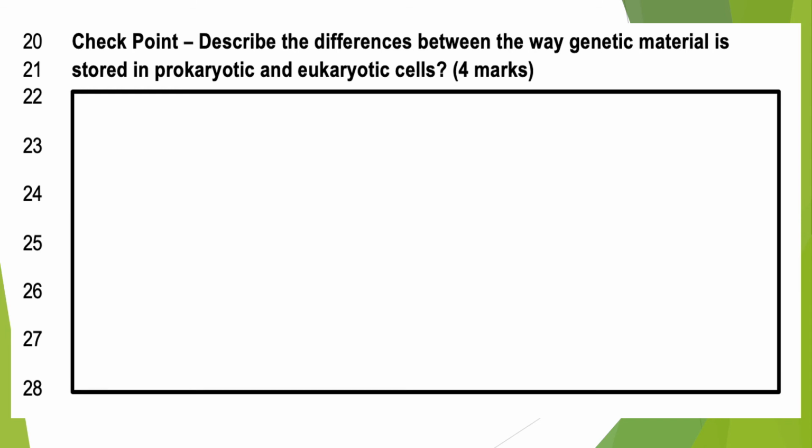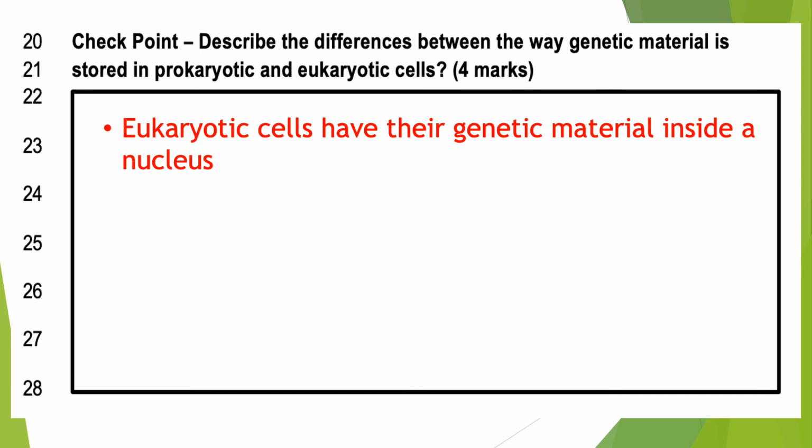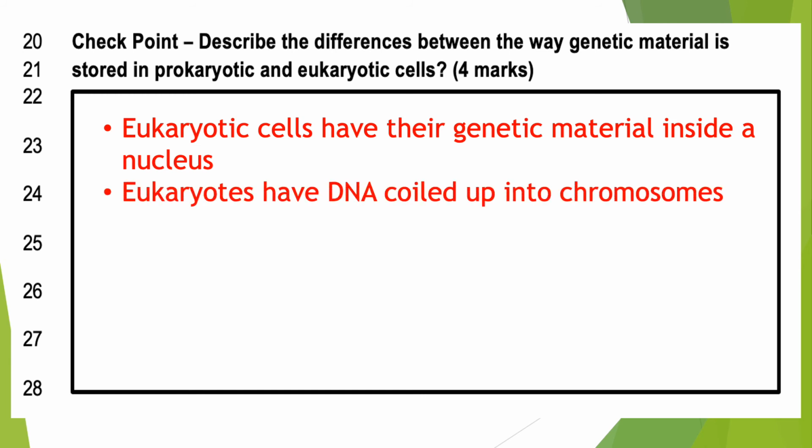Right. So the first thing that you're probably going to notice is that eukaryotic cells have their genetic material inside of a nucleus, right? It's bound inside of a membrane. That's what it means to be inside of a nucleus. The next part is that eukaryotes have DNA coiled up into chromosomes. Now, this is a little bit different because prokaryotes can have chromosomes, but not exclusively, right? Prokaryotes can have DNA that is also in plasmids.